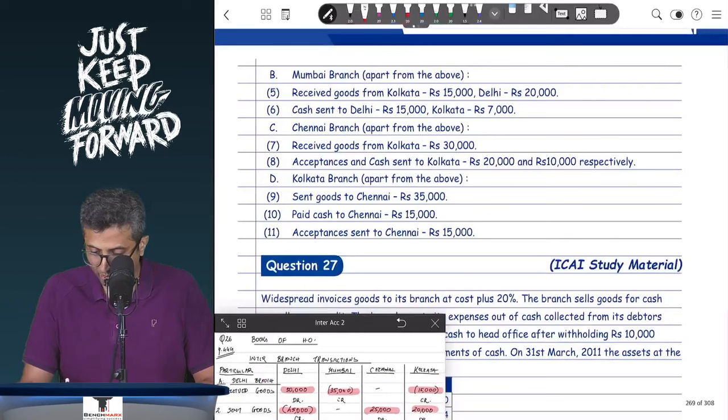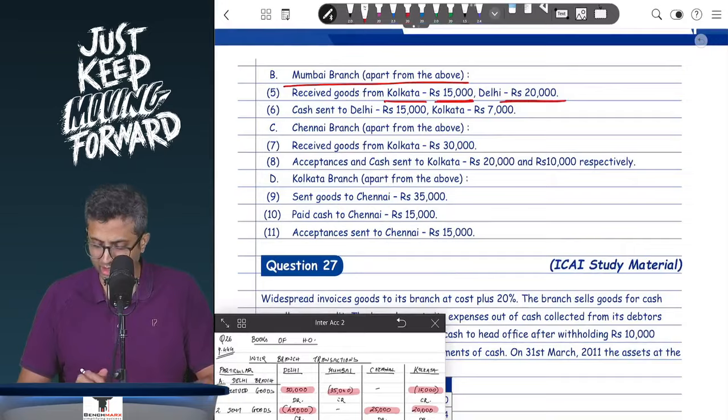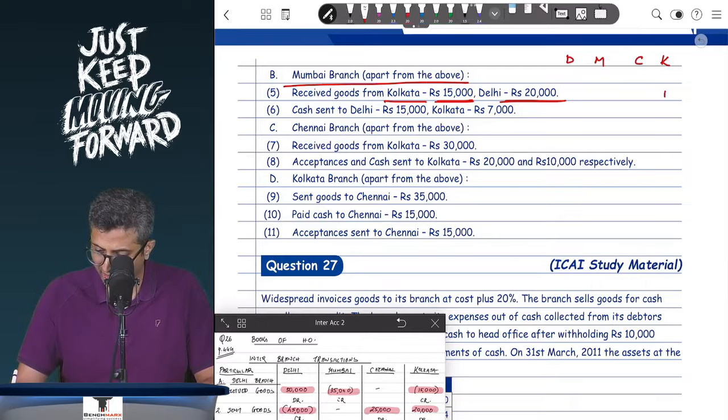Now then you go to Mumbai branch. Apart from the above, you have received goods from Calcutta worth 15,000 and Delhi, which is worth 20,000. This is for the Mumbai branch. So when I look at, let's say, Delhi, Mumbai, Chennai, Calcutta, Mumbai branch is receiving goods from Calcutta and Delhi. So Calcutta will be credited because it is giving goods. Delhi will be credited because it is giving goods. But Mumbai is receiving the same, and hence Mumbai will be debited, let's say 35.